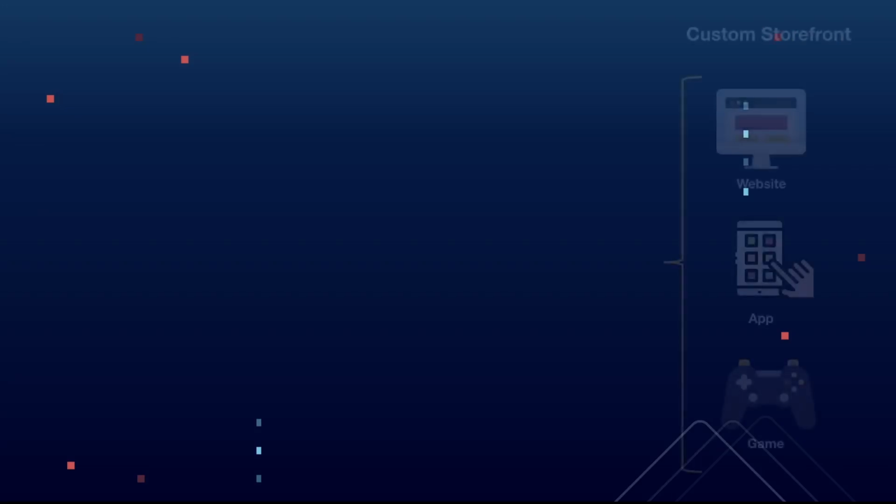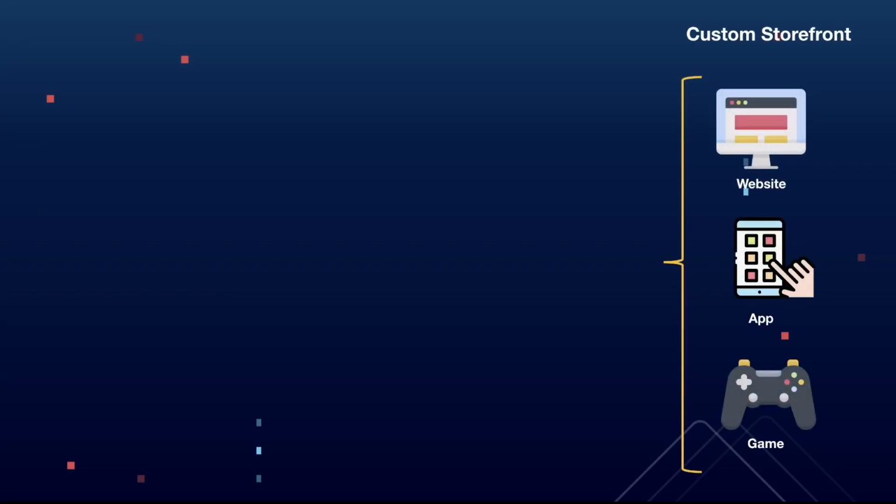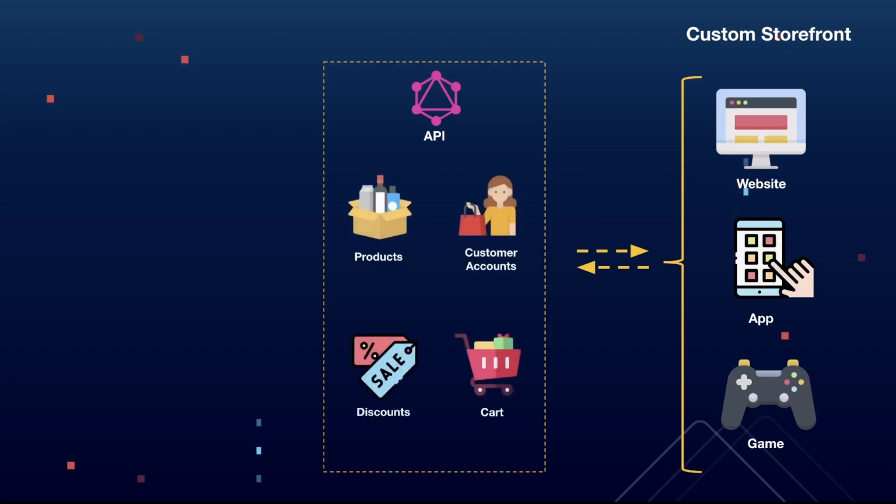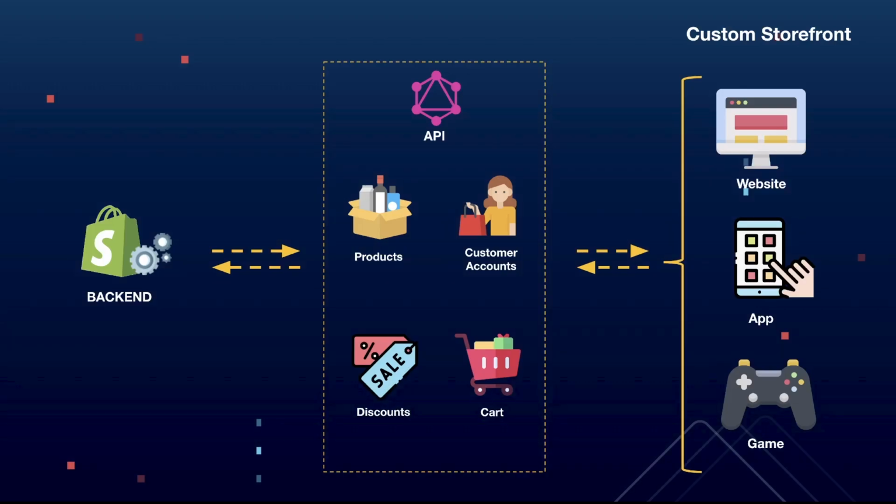In these cases, you would no longer need a theme, but instead you can use the Shopify API to connect your custom app, your game, your custom storefront with all these e-commerce features, like product data, payments, and so on. So in a way, Shopify becomes this e-commerce engine that supercharges your storefront with all these e-commerce features. That's the whole idea of a Shopify-powered custom storefront.